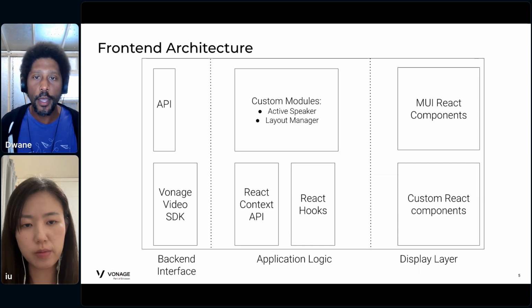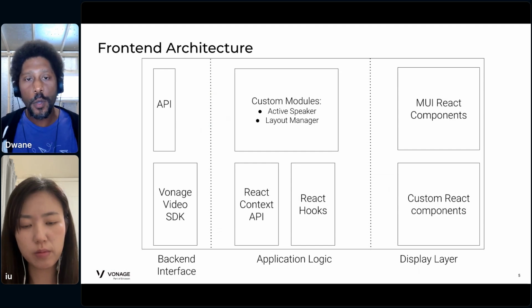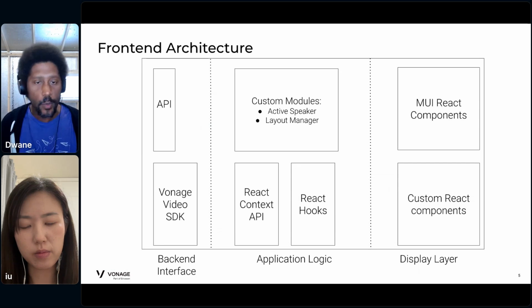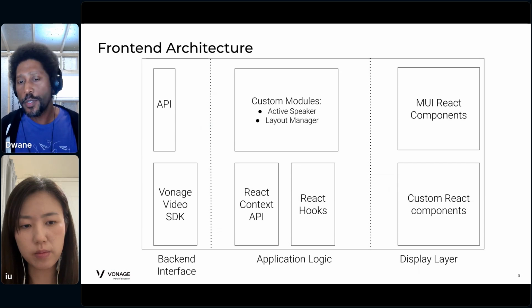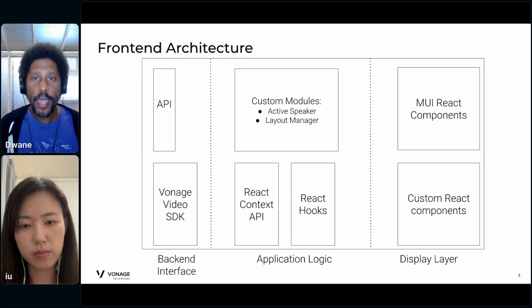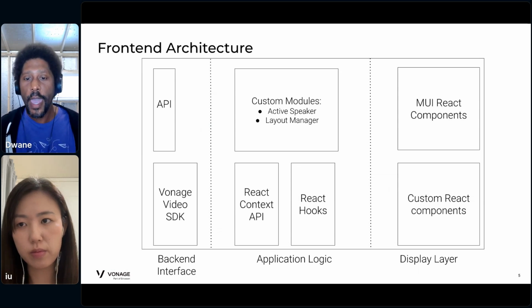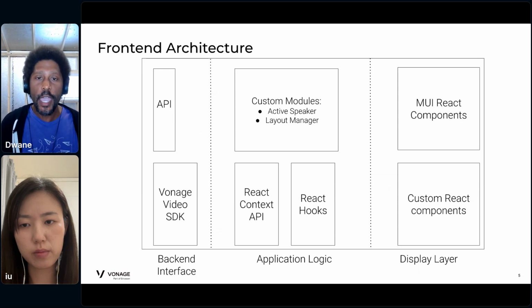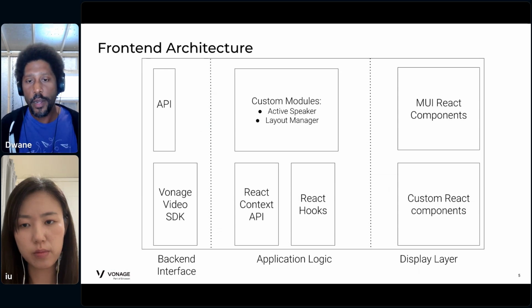All right. Now, the front end of this, you see there's a display layer. So we're going to use the MUI, Material UI. They have React components that are built on top of the material design standard. And so we'll take a look at that. There's also custom React components that will interact with the Vonage Video SDK. On top of that, as far as React, we're going to be using React hooks, React Context API, and there's also some custom modules that add additional features like Active Speaker and Layout Manager. And then towards the back end, we have the API. Again, that's going to be working with the Vonage Video SDK.